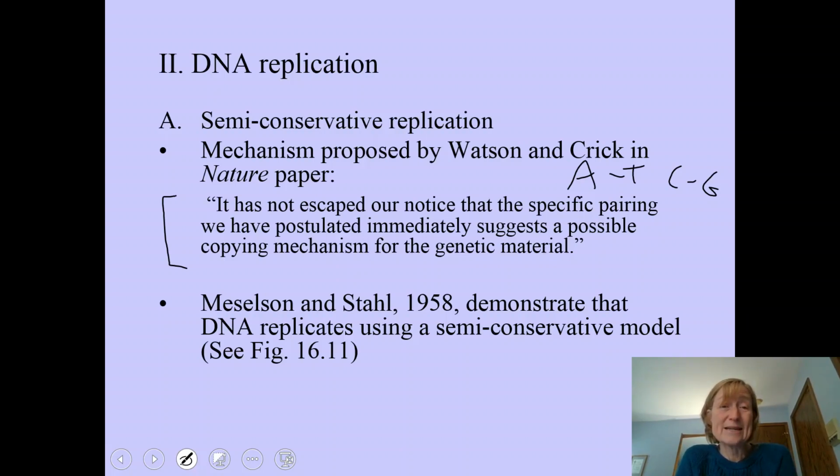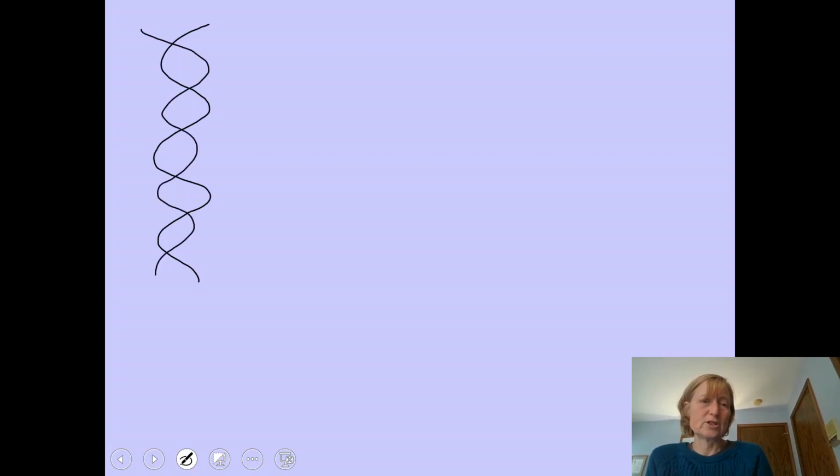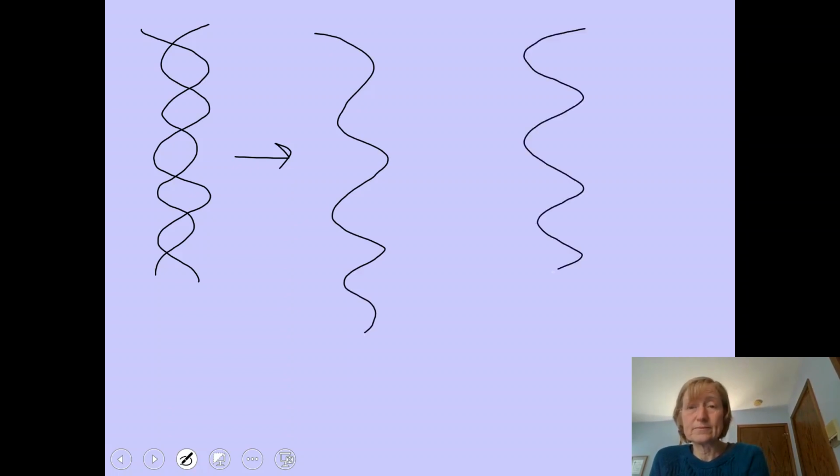Finally, in 1958, Meselson and Stahl did a definitive experiment to demonstrate that DNA replicates in a semi-conservative model or mechanism. Let's show you what I mean by that. So if you've got a molecule of DNA made up of two strands that are wound around each other, right? This is the old DNA. What happens in semi-conservative replication is that the two strands separate from each other. Okay? And then each strand becomes the template for the building of a new strand.